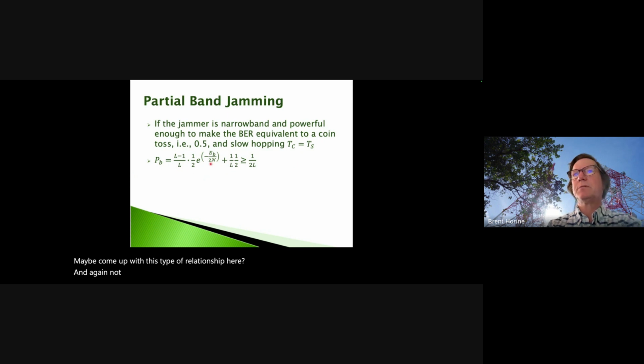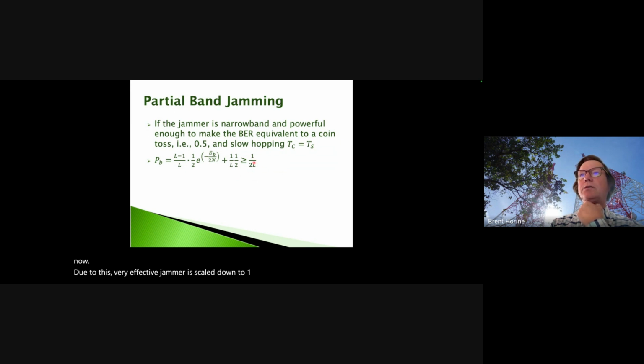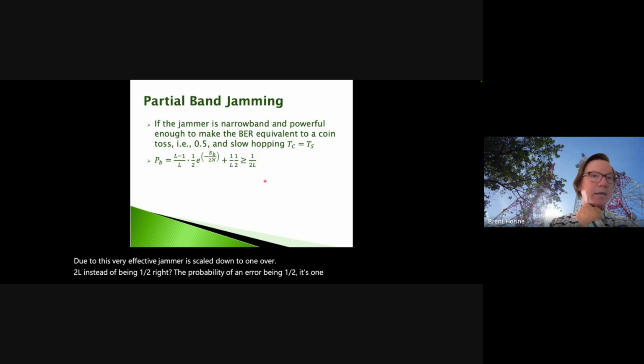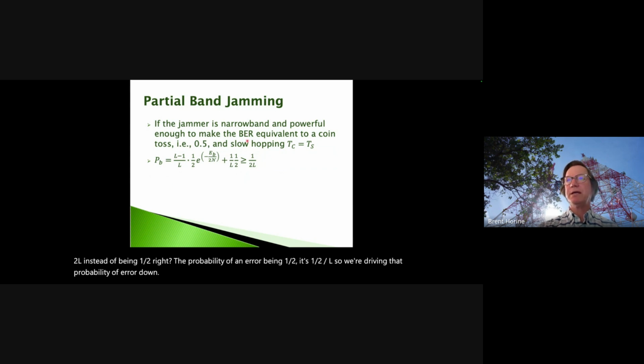And again, I'm just going to skip over this a little bit, but your probability of an error now due to this very effective jammer is scaled down to 1 over 2L. Instead of being 1/2, the probability of an error is 1/2 divided by L. So we're driving that probability of error down. That's assuming that this jammer stays at a constant frequency while you hop around.